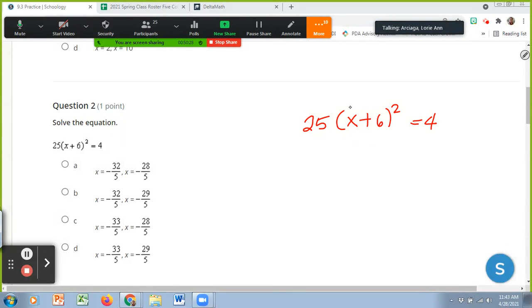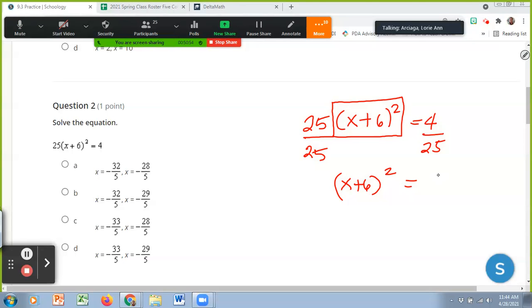Alright, so remember, you have to separate this part. The part in the parentheses has to be the only thing on the left-hand side. You have to divide this on both sides. So let's divide by 25. And then we have x plus 6 squared is equal to 4 over 25. Okay, now do your slingshot. How do we know that we can do our slingshot already? Well, we can already get the square root because it's just something squared, right? Okay, so let's do the square root.